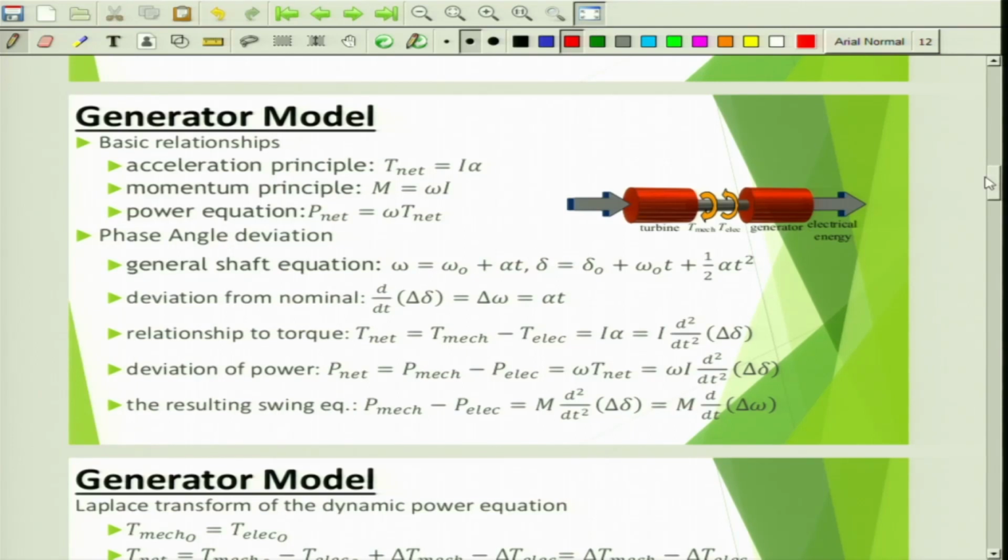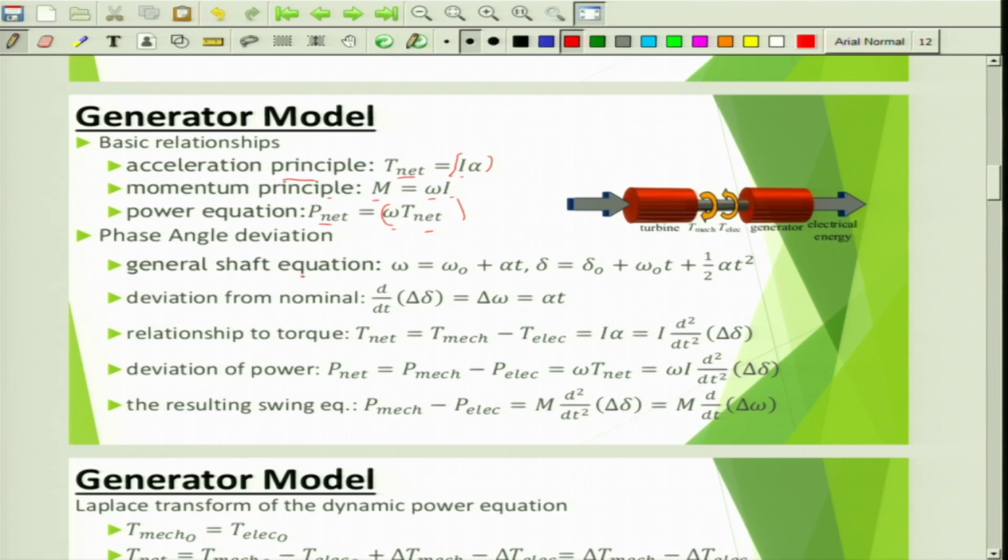So we will start with the basic relationships. The acceleration principle: T net is the difference between mechanical and electrical torque. T net is moment of inertia into angular acceleration, right. The momentum principle indicates M is equal to omega into I, where omega is angular rotation speed and I is the inertia, right. This is momentum. And the power equation: P net is equal to speed into torque, this is the mechanical way of expressing the power, speed into net torque.